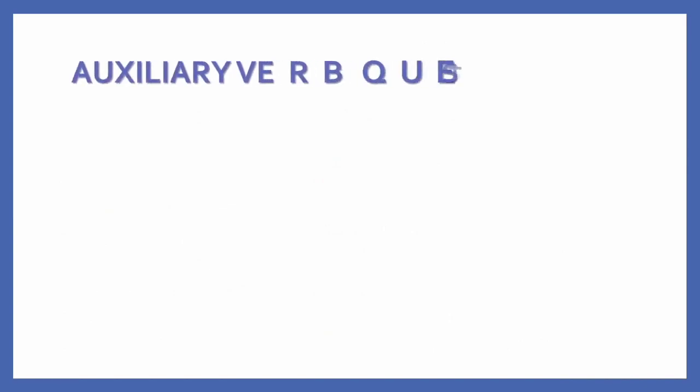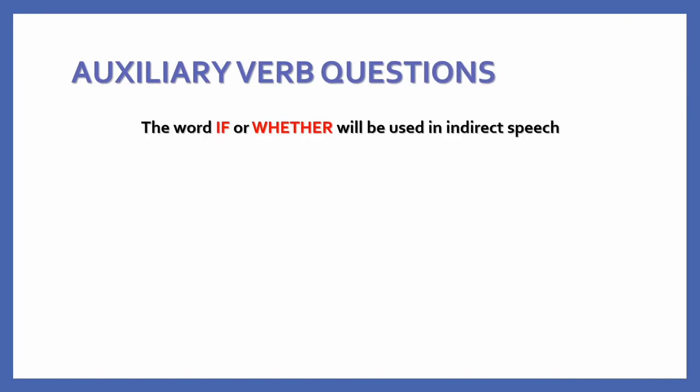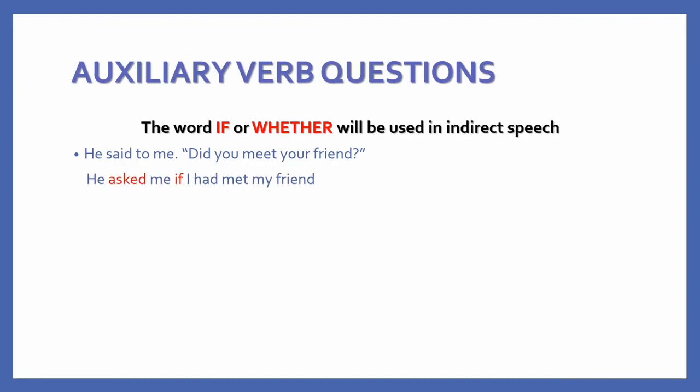Now first we see how the auxiliary verb questions are converted. To convert an auxiliary verb question, we will add the word if or whether in the indirect speech. You must note first that the conjunction that will not be used and the reported speech will be converted into assertive form. He said to me, "Did you meet your friend?" So said to will be converted to asked. He asked me if. The reported speech is now converted into an assertive sentence. So it becomes, "I had met my friend."